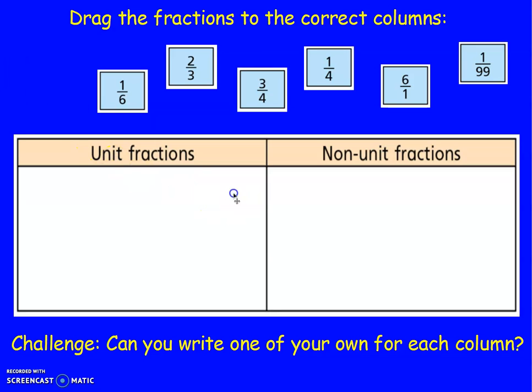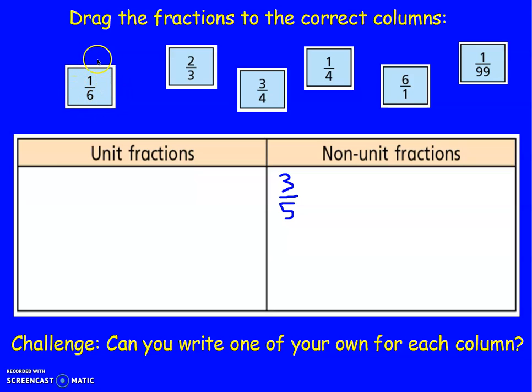Good. It is a non-unit fraction because it has a number that is more than 1 for the numerator. Okay, so we can write 3/5 in this column. Let's have a look at the next one then.